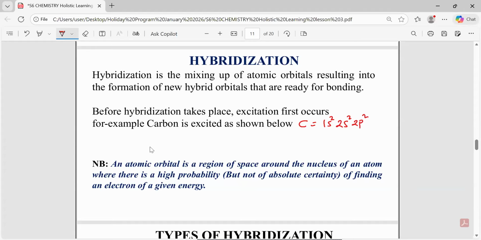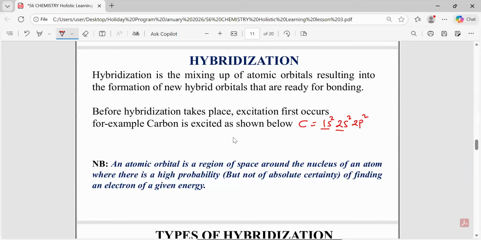So when heat energy is supplied, one of the s electrons is promoted to the 2p orbital of higher energy. Which s electron? Because I'm seeing 1s and 2s. The 2s electron. Why 2s not 1s? I don't remember the reason the teacher gave. Let me see. Okay, I don't remember. But it is the closeness. If you look at 1 and 2, 2s is close to 2p compared to 1s.